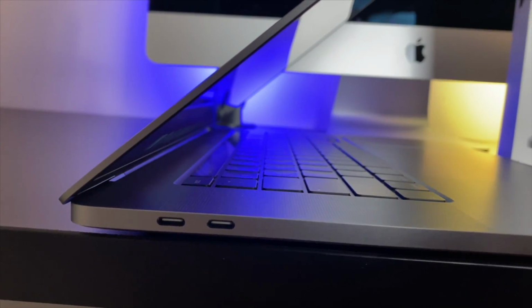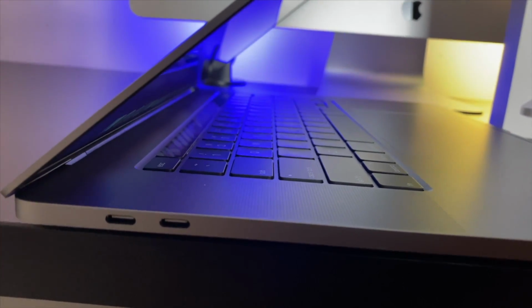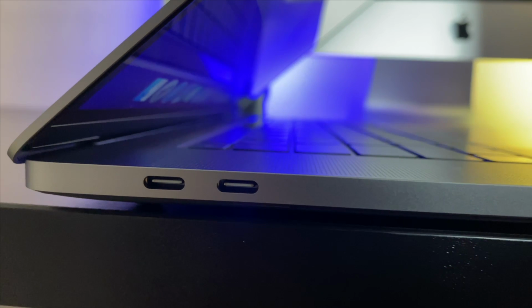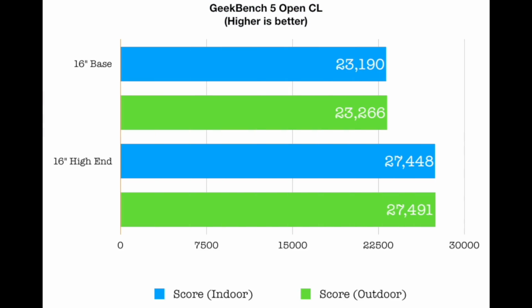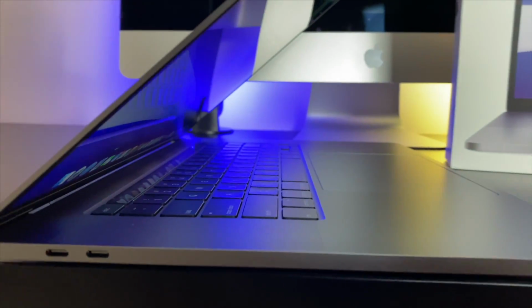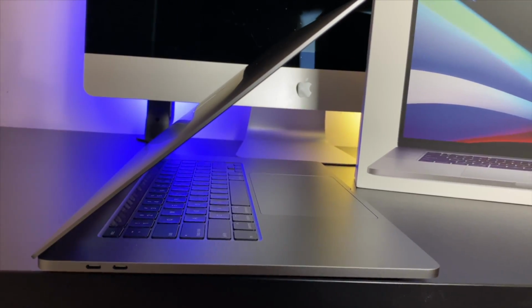Okay, staying with Geekbench 5, we test them out to see their OpenCL scores, and again, we test indoors and outdoors. For OpenCL at my workstation, the base model scored 23,190, while the Fully Spec'd came in at a higher 27,448. But if we compare it to the outdoor test, surprise, surprise, once again we have higher scores. Are you noticing a pattern here? A score of 23,266 for outdoors on the base and a score of 27,491 on the Fully Spec'd.